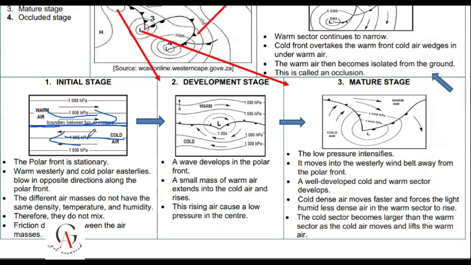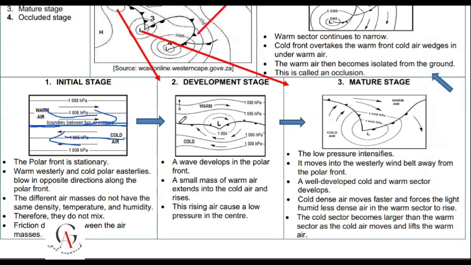stage. Then, remember, there will be friction happening there on the boundary. The two air masses are squeezing past each other in different directions. They are ultimately going to cause a disturbance on the polar front, and the polar front is going to wave, which will lead us to stage number 2.